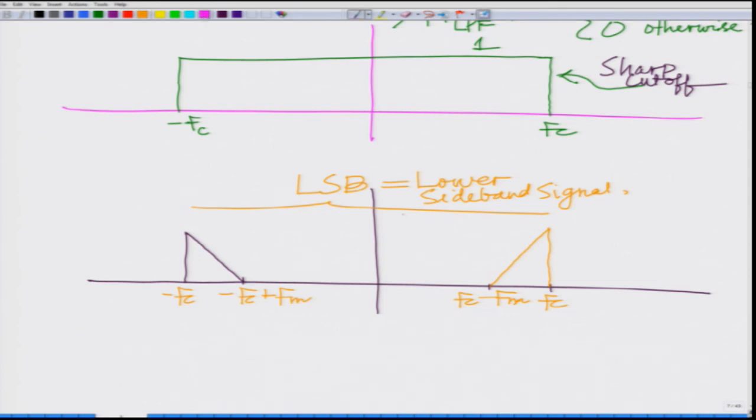And what you can also see is the spectrum X_LSB(f). Therefore, it goes without saying that this is X(f), the DSB signal spectrum, times the spectrum of the ideal low pass filter. So, basically I can use frequency discrimination, that is passing it through the ideal high pass filter to generate the upper sideband modulated signal, and the ideal low pass filter to generate the lower sideband modulated signal.